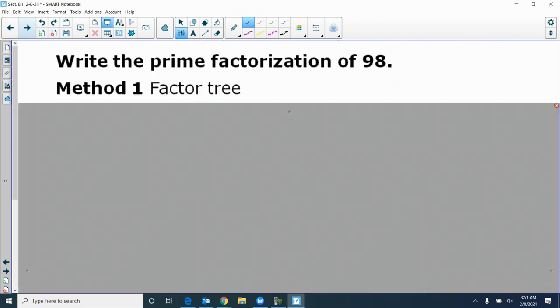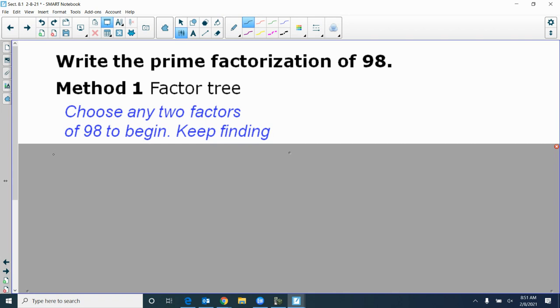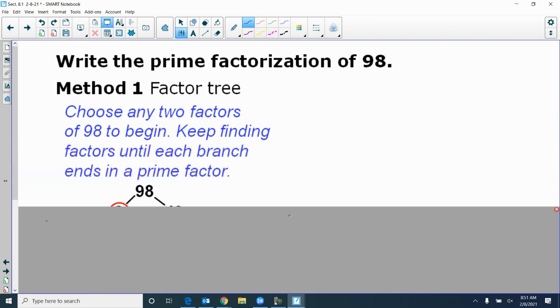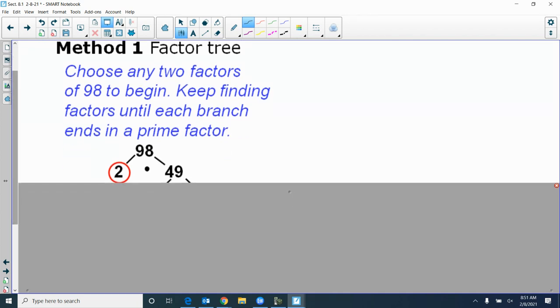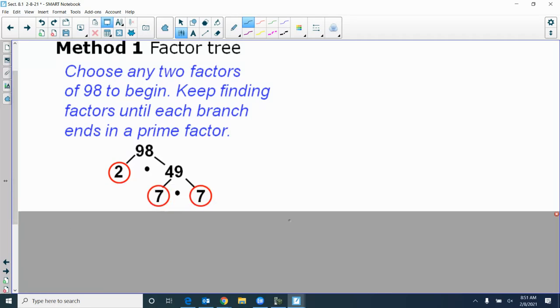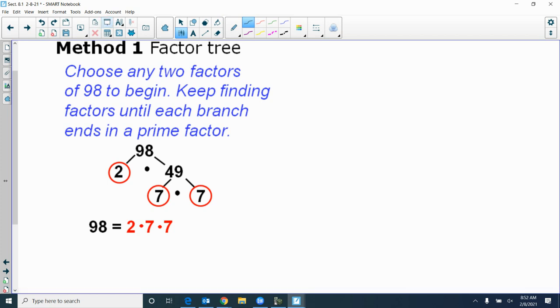Okay, so just pay attention to this. What we're going to do, and this is the method we're going to use, is a factor tree to find the prime factorization. So basically, you find any 2 factors that multiply to 98, and you keep breaking them down into their prime numbers. 2 times 49 is 98. 2 is a prime number, can't break that down any further. But 49 can be broken down into 7 times 7. Are those both prime numbers? Yes. So this is going to be 2 times 7 times 7. That would be its factorization.